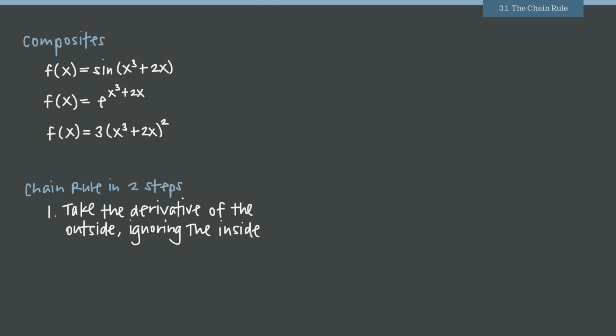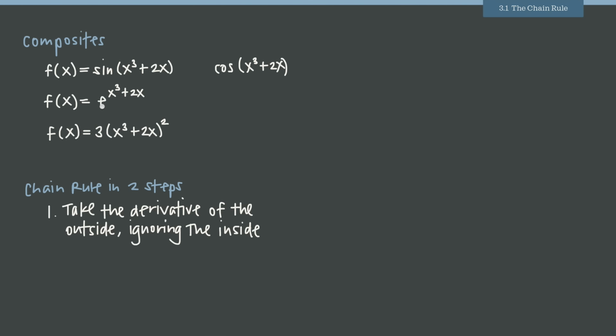First, we take the derivative of the outside function, ignoring the inside function. So if we apply this first step to these 3 functions, here's what that looks like. The derivative of this first sine function, we take the derivative of the outside. Well, the derivative of sine is cosine. So we get cosine, and now here we ignore the inside function. So we ignore x cubed plus 2x. That's step 1 of the chain rule for this first function.